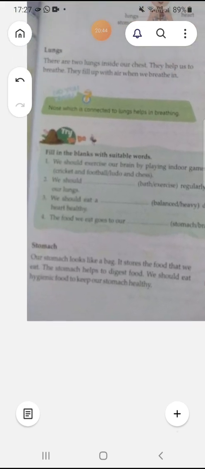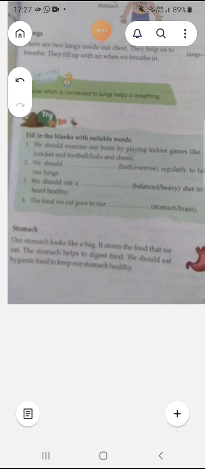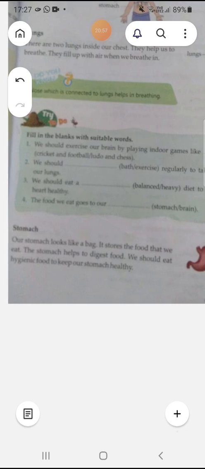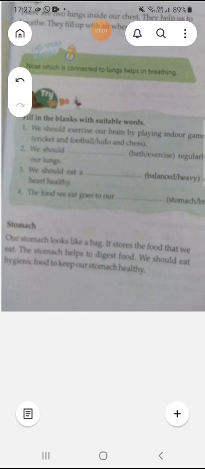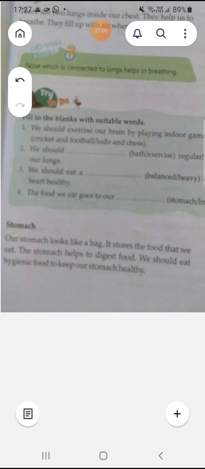So our stomach looks like a bag. It stores the food that we eat. The stomach helps to digest food. It breaks the food. The food which we eat, first we chew in our mouth and then it goes to the stomach. Again the stomach, what does it do? It again breaks the food into smaller parts.